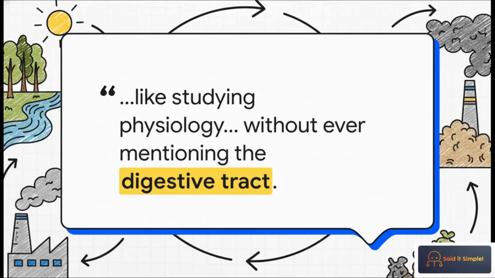The economist Herman Daly really put it best with this powerful analogy. He said that studying economics using the circular flow without considering this throughput from nature, well, it's like trying to study the human body without ever mentioning the digestive tract. You're basically pretending the system can run forever on nothing.